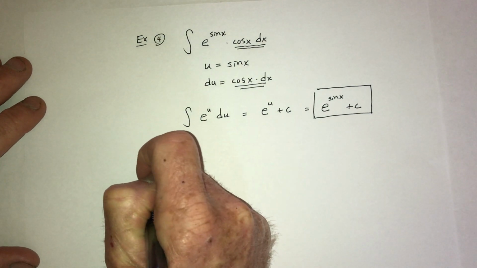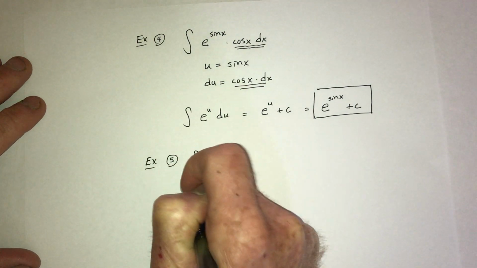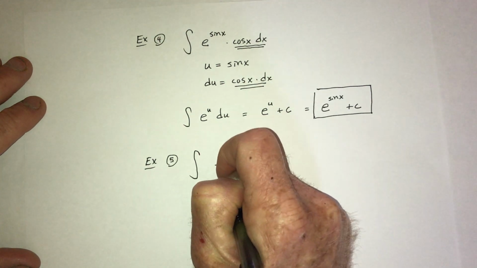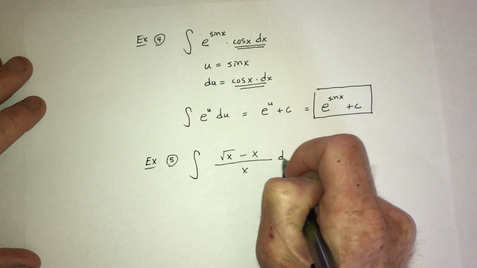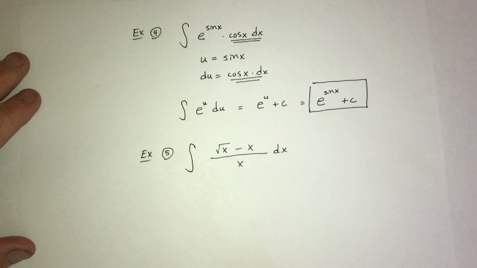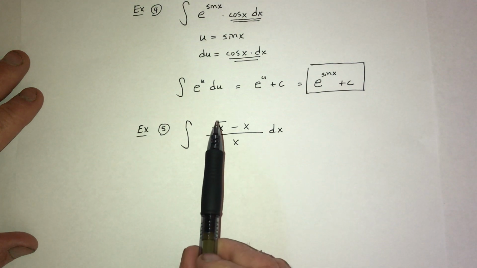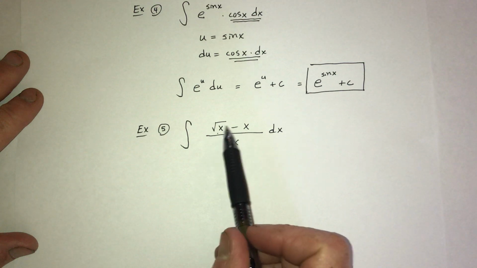For example number 5. How about if you have integral of the square root of x minus x is divided by x? So for this one, we can't use the power rule because it has to be just a single x raised to a power. Right now we have 3 x's.